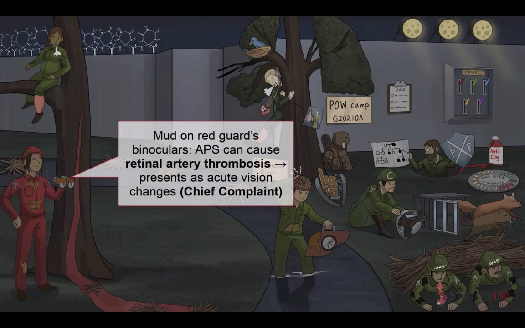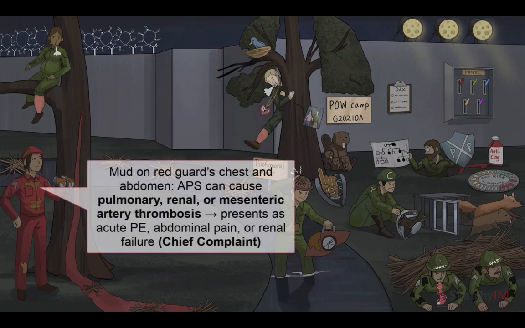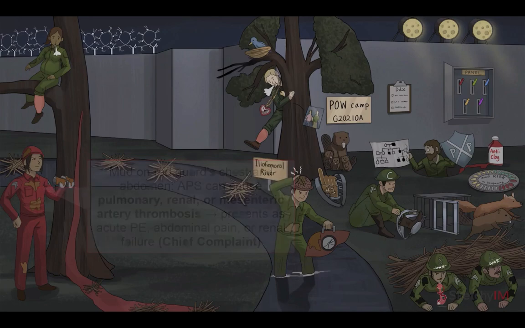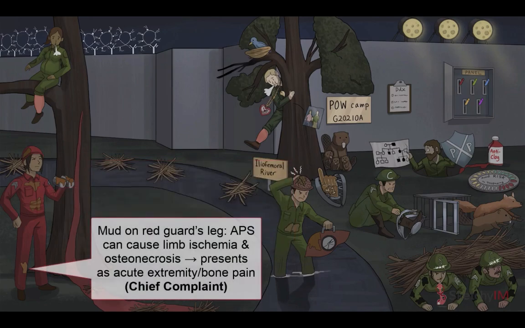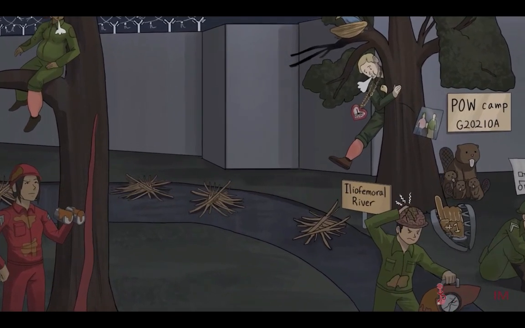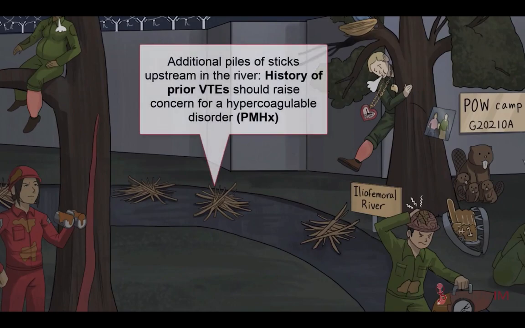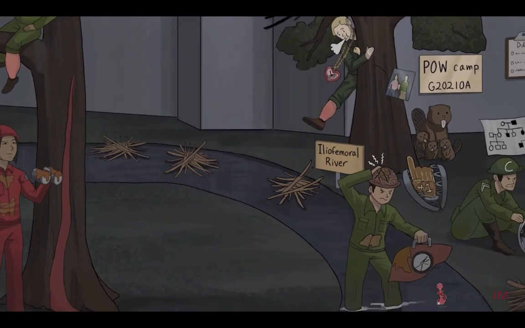Arterial thrombosis can also manifest in the form of retinal artery occlusion, represented by the mud splotches on this red guard's binoculars, and organ ischemia from things like pulmonary, renal, or mesenteric artery thrombosis, represented by the mud splotches on his chest and abdomen, and limb ischemia and osteonecrosis from arterial thrombosis in the end arteries of the extremities and bone, represented by the mud splotches on his leg. Once again, a history of recurrent thrombosis, especially in a patient without risk factors, should raise red flags for a hypercoagulable disorder like antiphospholipid syndrome.